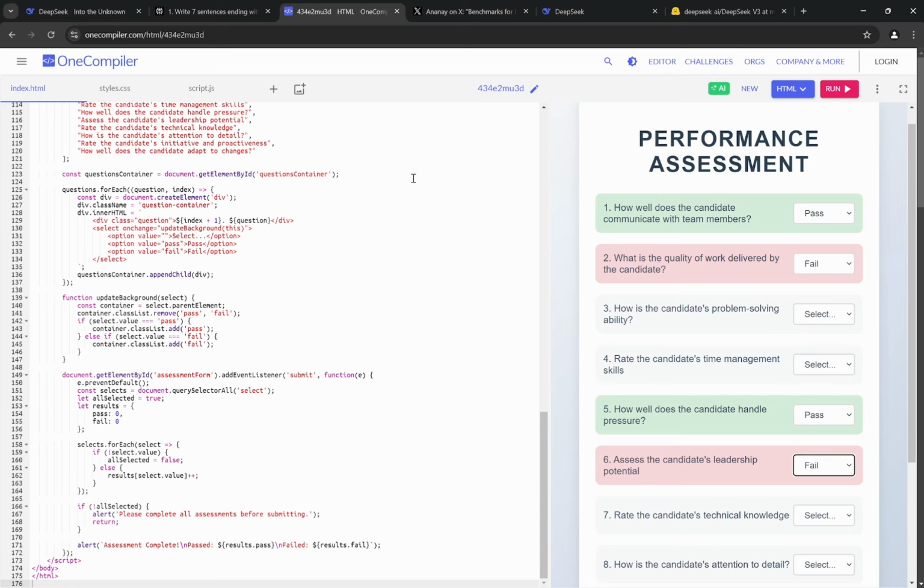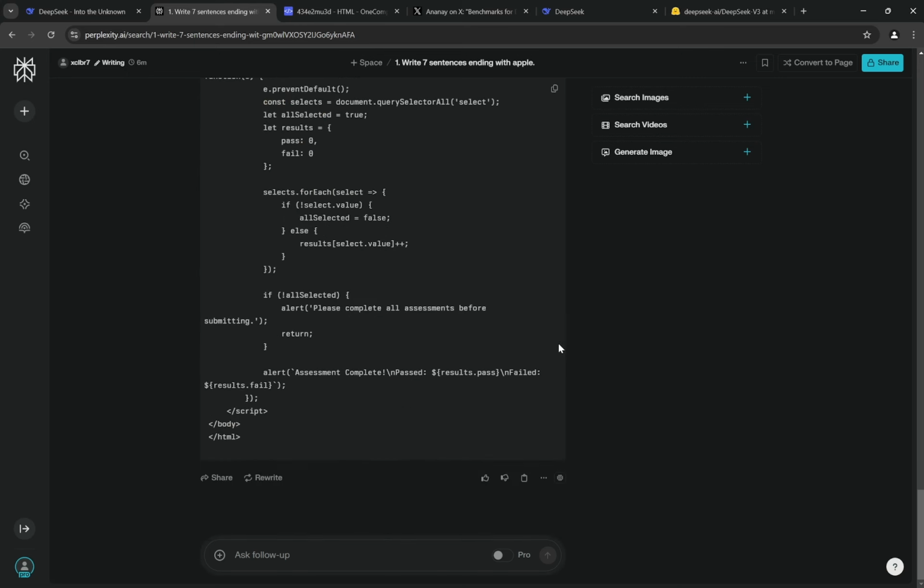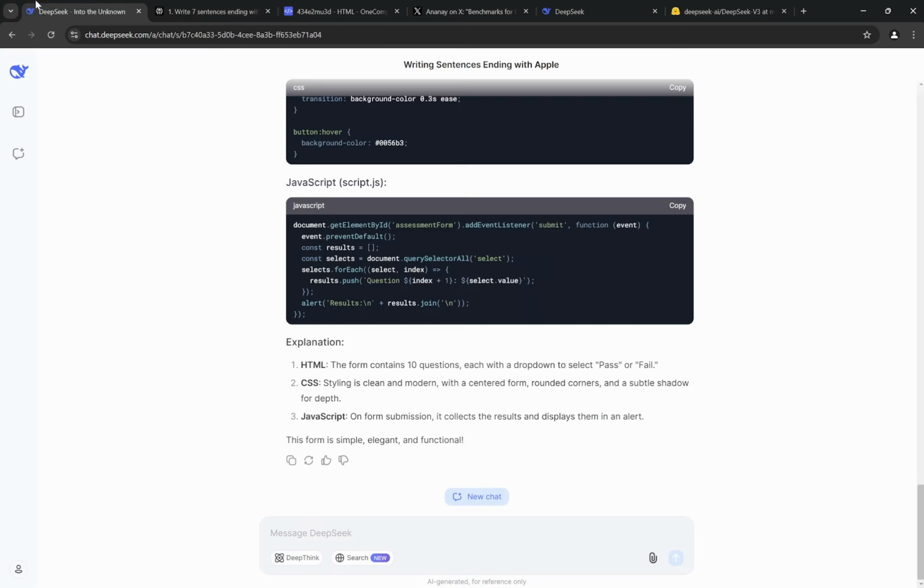And when I mentioned the most beautiful looking, I wanted to see the creativity according to a human, from a UI UX perspective, right? And I think it excels. Claude is no doubt the winner in this particular question.